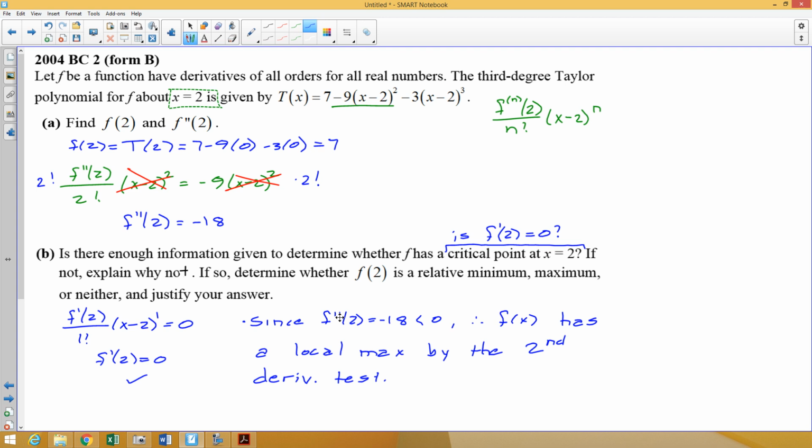The second derivative was negative at 2, so we know we're concave down. We already established that the slope at 2 is 0, and the only way that happens is if you're looking at a local max. You probably could have, if you want to make things difficult on yourself, found the derivative and done some sign analysis, the first derivative test, but this is by far the easier way. So let's look at part C.